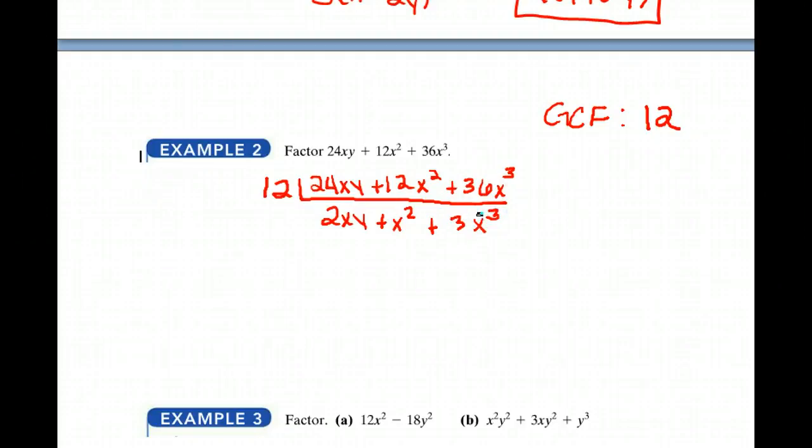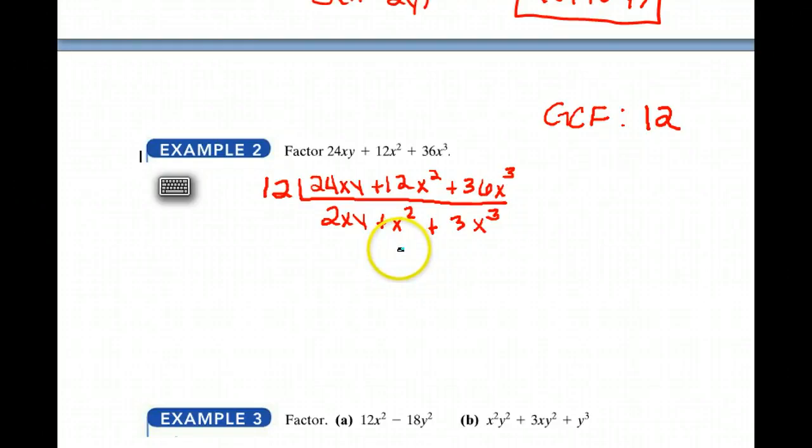Now, as you're looking at this new expression that we have created, we want to look for more common factors. So let's look at the coefficients. We have a 2, a 1, a 3. Nothing in common there that I can divide out. So I'm going to move on to my variables. As I've mentioned, I have 1x in my first term, 2 x's in my second term, and 3 x's in my third term. So they all have an x in common.